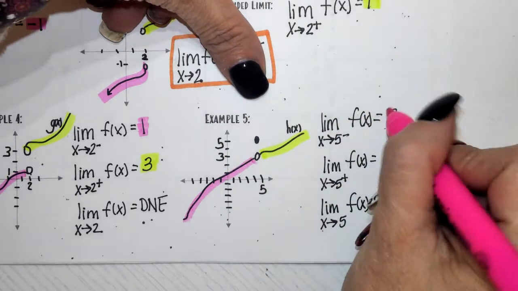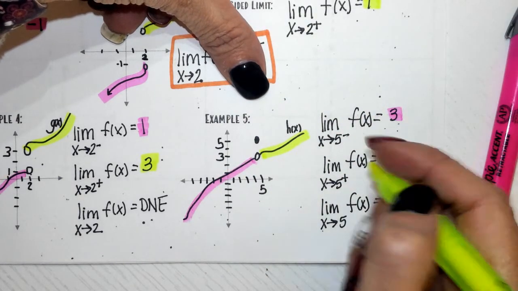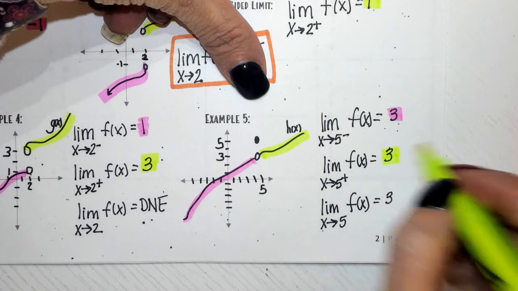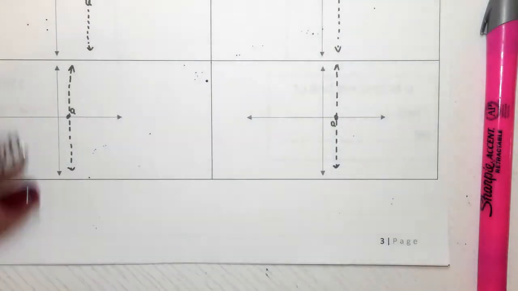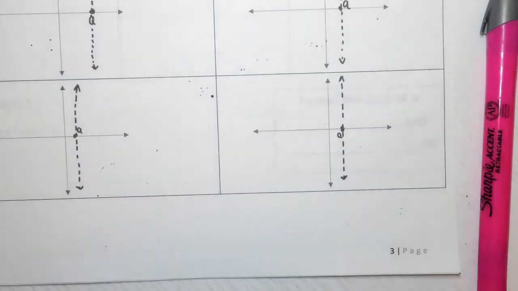All right, so I'm going to highlight this pink. I'm going to highlight this one yellow. And so my limit was 3. So as long as you're approaching the same value, your limit does exist.